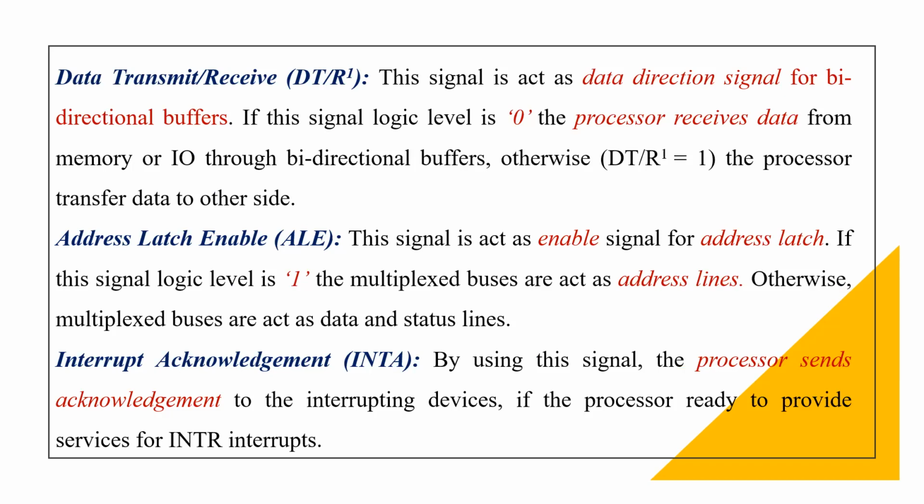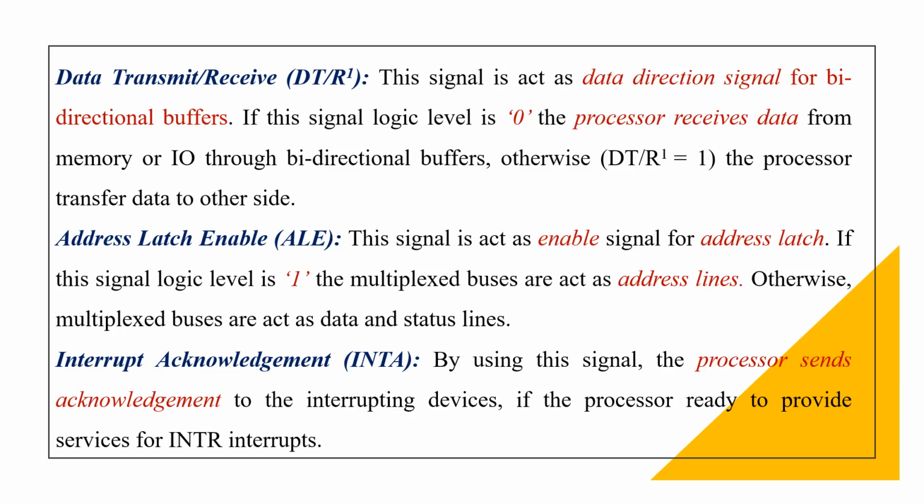And the next one is ALE, meaning address latch enable. This signal acts as an enable signal for the address. This signal is very useful for us to demultiplex or multiplex address and data lines, and address and status lines. If the signal logic level is 1, that is, if the signal is active, your multiplexed buses simply act as address lines. Otherwise, your multiplexed buses act as data lines as well as status lines.